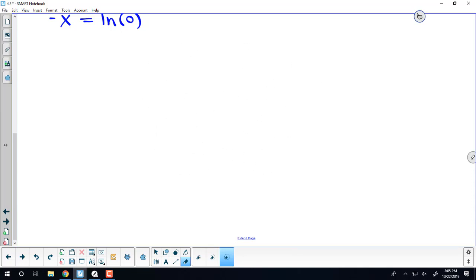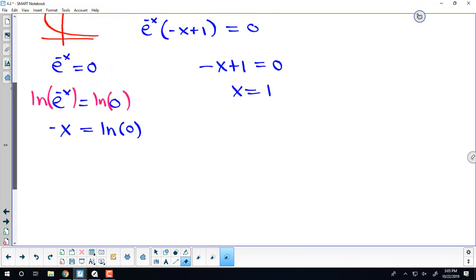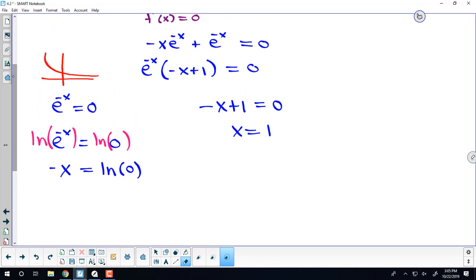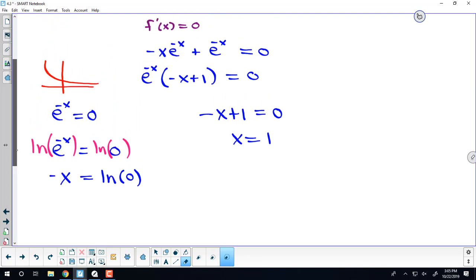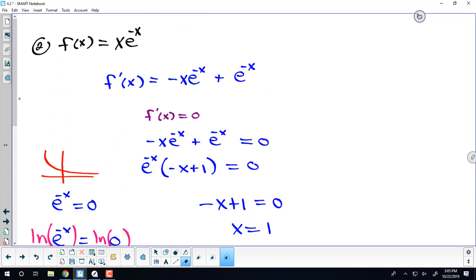So you only have one critical point, you only have one zero of your first derivative that you have to test. So what is the domain of the original function f of x?